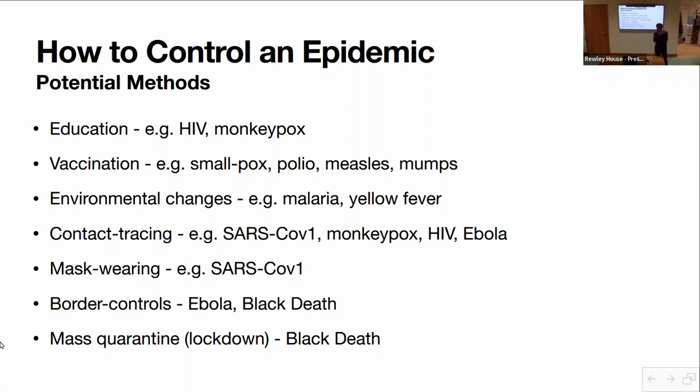If an infectious disease is transmitted by insects, for example, where they're the vector, then environmental changes often happen. So the way malaria or yellow fever have been controlled has often been around controlling insects. That may be controlling where they breed, but also controlling your own environment, so mosquito nets and things like that.